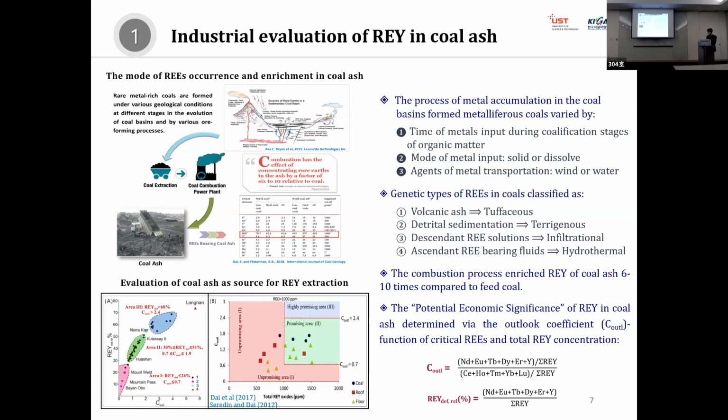And to consider coal ash as a source of rare elements, we have to look at the potential economic significance of coal ash. It's defined by the total content of heavy rare elements and the total content of critical rare elements in the sample. And also the total concentration of rare elements in coal ash is very important.